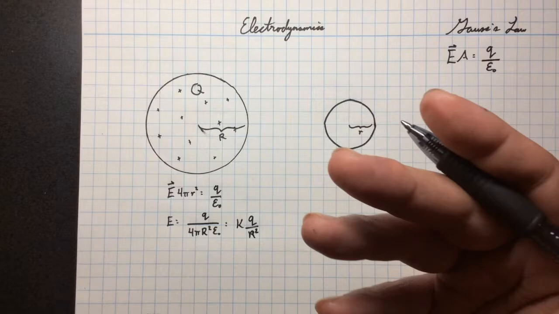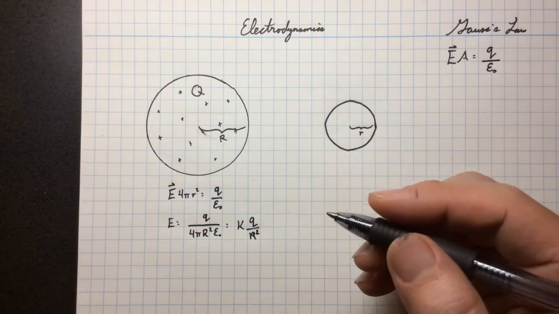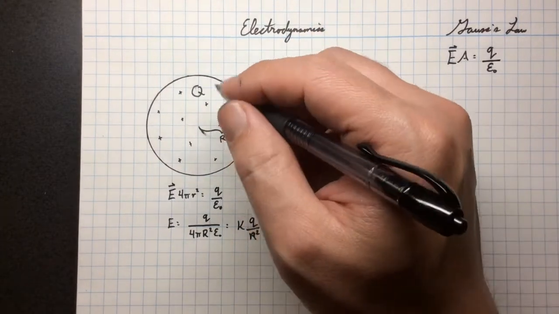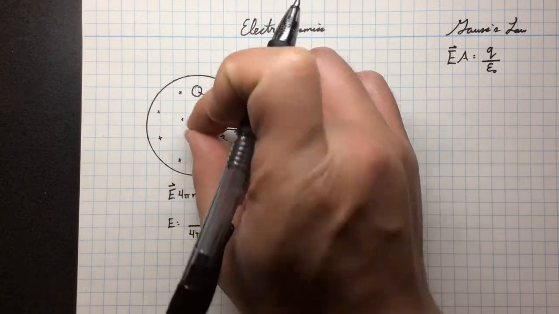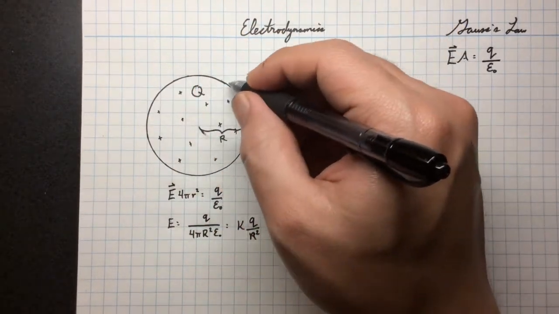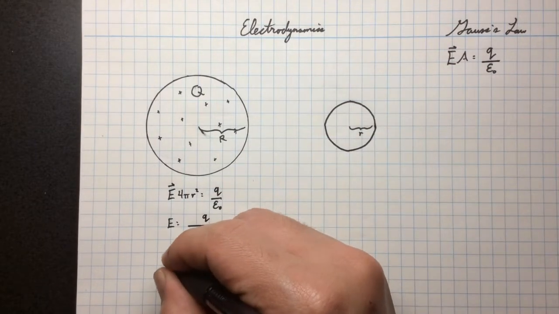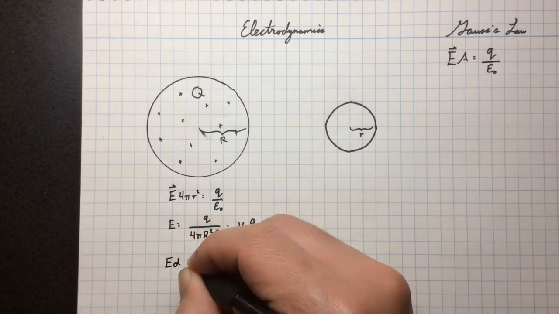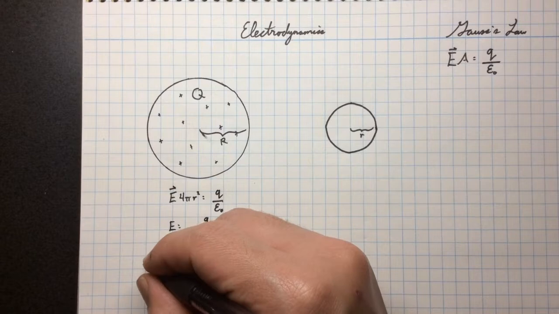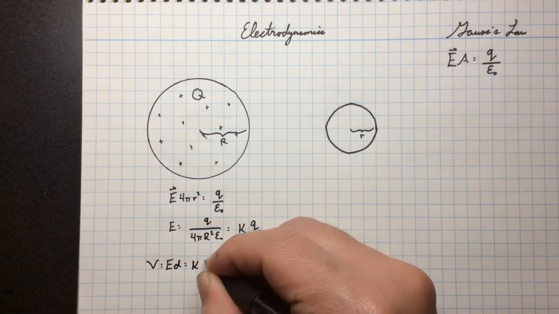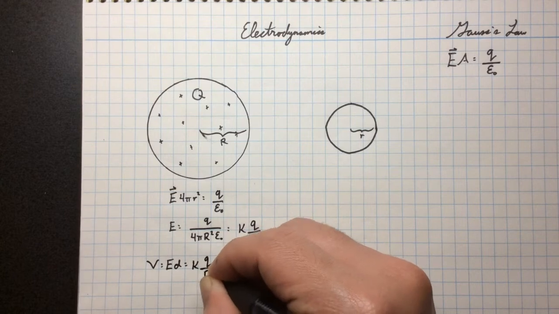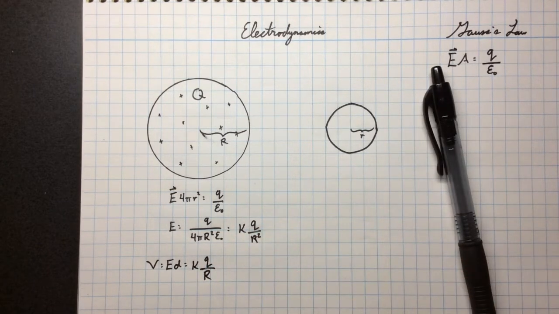Another thing we can talk about would be voltage. Voltage would be the electric field times the distance. And so if we consider all this charge to be focused at the center, we're about this distance r away from it. So E times d should equal the voltage at a particular spot, and that's just going to be k Q divided by R in this case. So keep that in mind. We'll go ahead and keep on going.